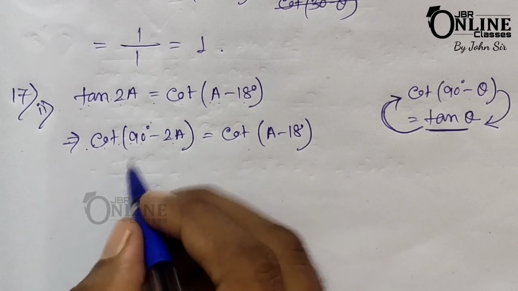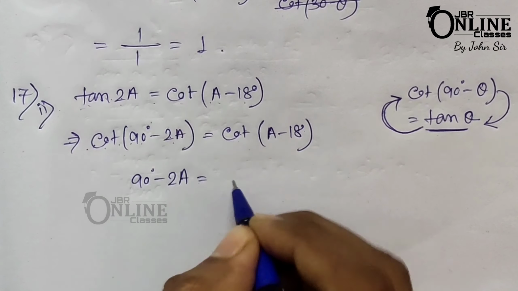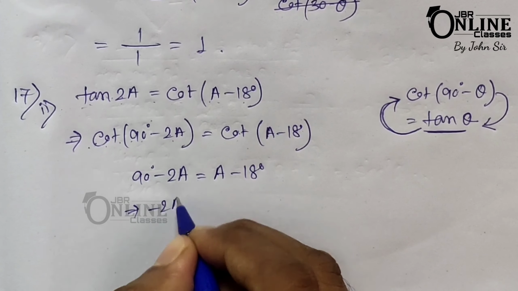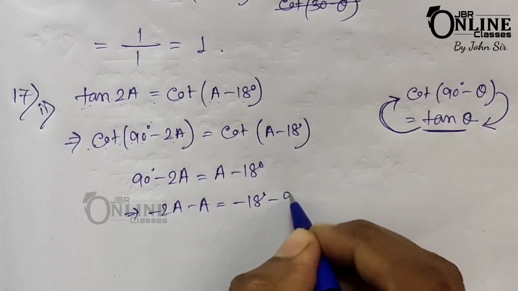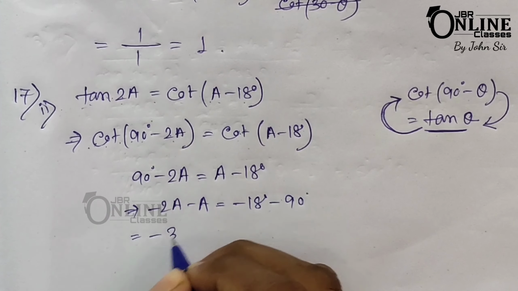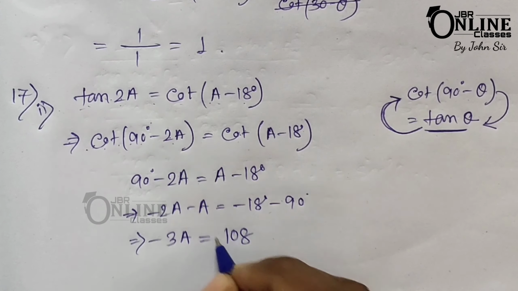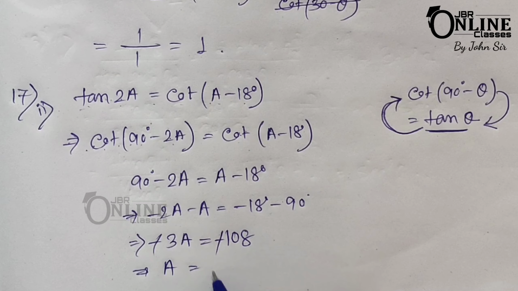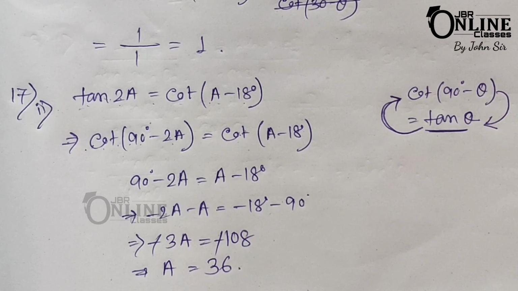So if you compare both sides, then it becomes 90 minus 2a equals a minus 18. So here minus 2a minus a, and that becomes minus 18 minus 90. So it's minus 3a equals minus 108. Minus minus cancel out. So a equals 36. So the value of a equals 36.